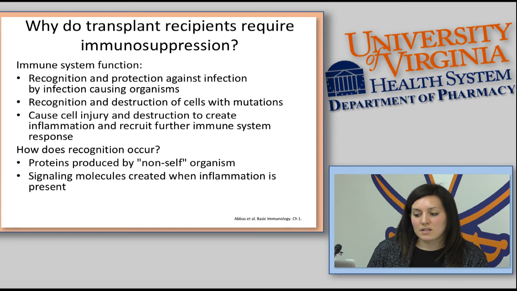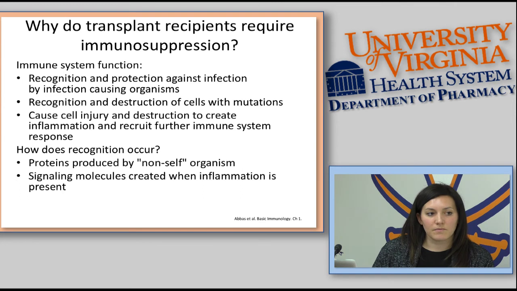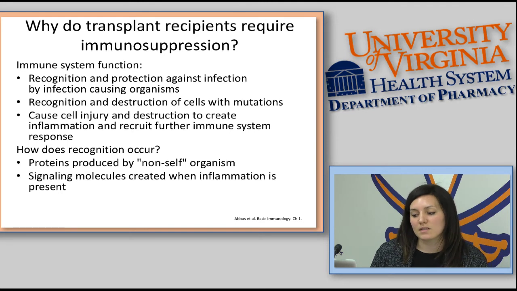The immune system also causes cell injury and destruction, which creates inflammation within your body. The inflammation sends signals which recruit more immune response to that area. So once several cells have been destroyed, then more immune response occurs and more cells can be destroyed.